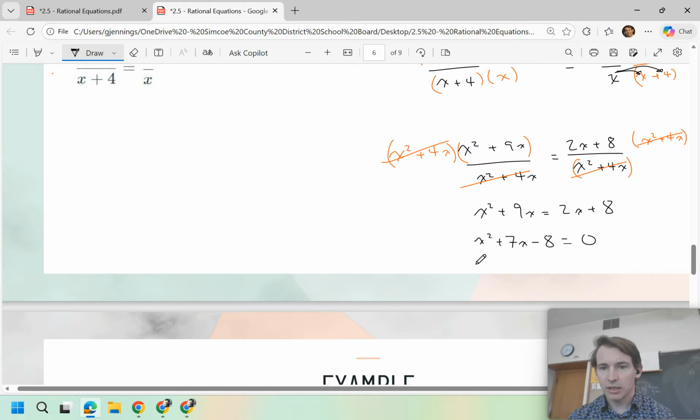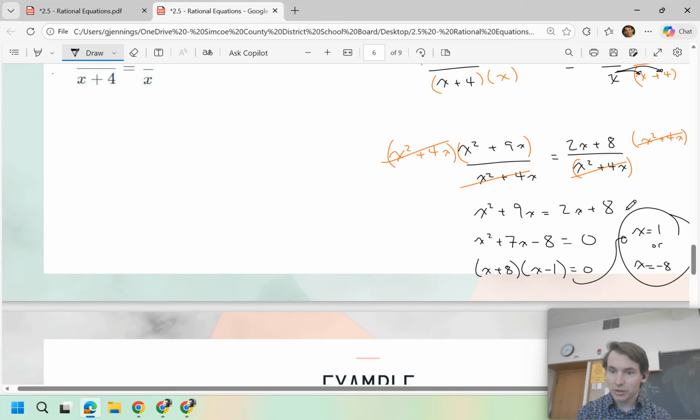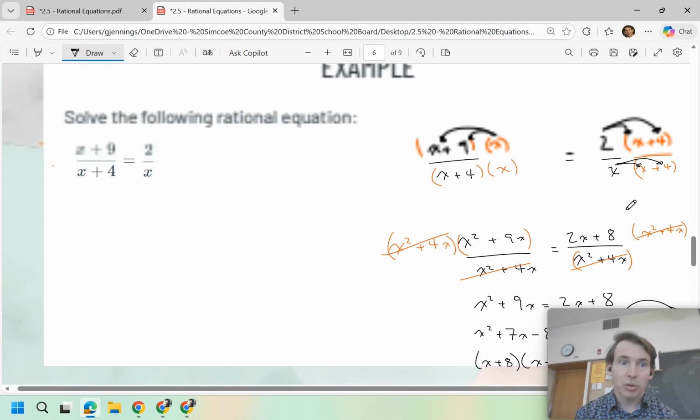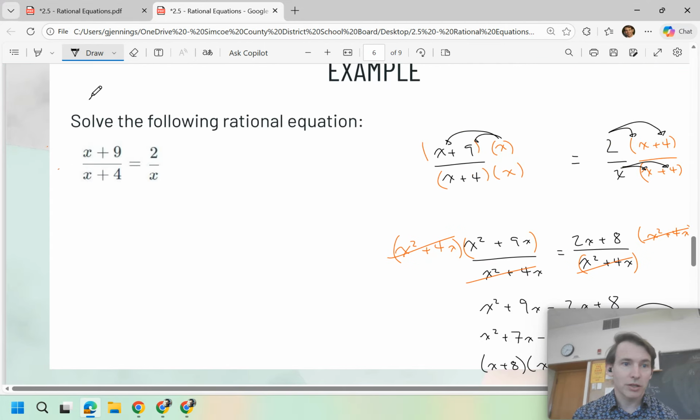And then this factors into x plus 8 times x minus 1 equals 0, giving you the solution set x equals 1 or x equals minus 8. There's your solutions. And what do we do? Plug them into the original equation and solve. So we believe x is equal to minus 8 or 1.